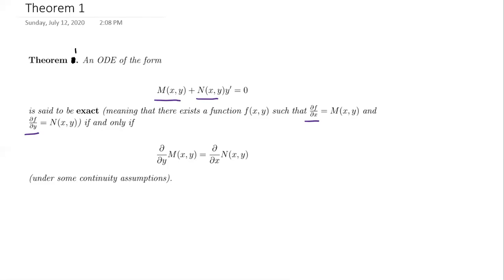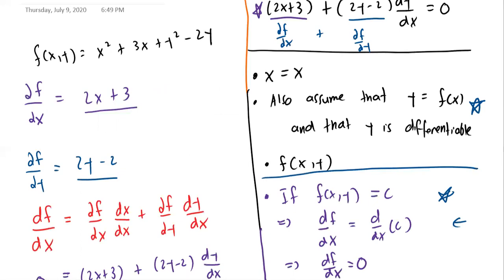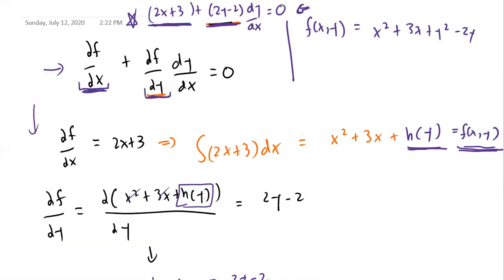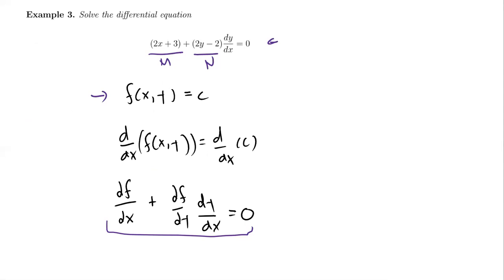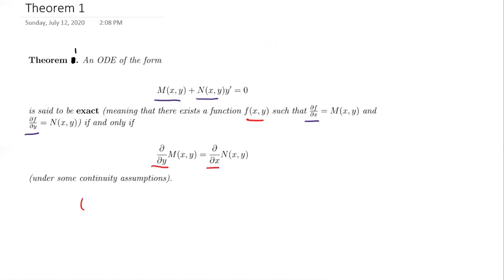Well, it's a very simple test. Take the partial derivative of M with respect to y, and that should be equal to the partial derivative of N with respect to x. If that's the case, then you know that such a function f exists, and it's worthwhile to go ahead and do all this process that we did to find such a function. And in fact, using this differential equation here, we can guarantee that it is exact because we look at what the differential equation is.